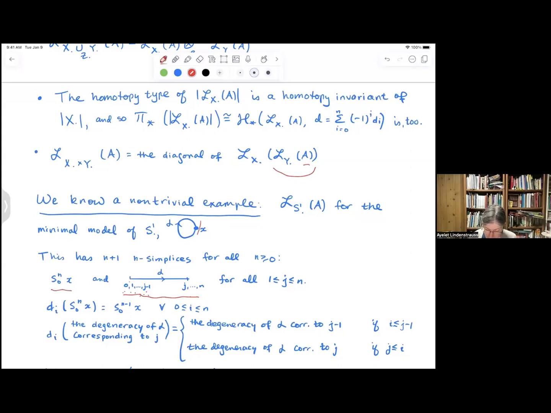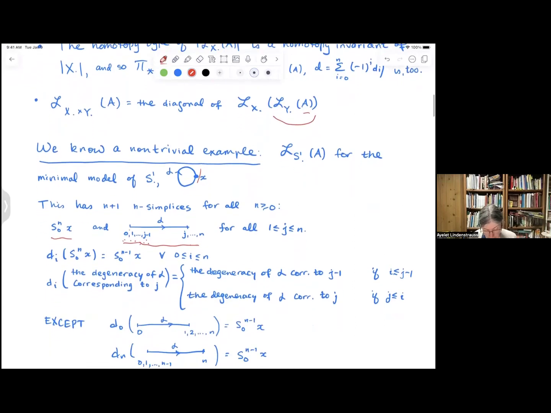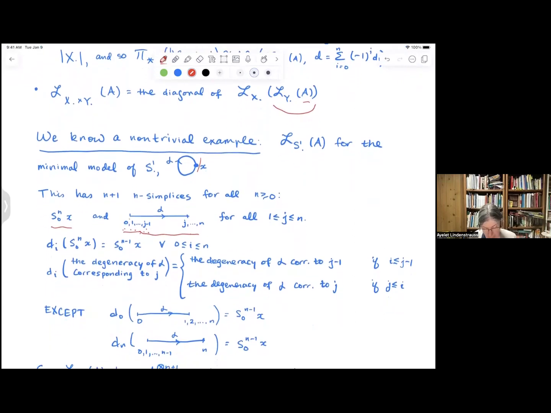But if j is less than or equal to i, then the number of vertices of the n simplex that go to the beginning of the non-degenerate one simplex is unchanged. So di of the jth guy is the jth guy if j is less than or equal to i. But there's two exceptions. There's two situations where we take a degeneracy on the one simplex and end up with a degeneracy of the zero simplex. And that's where we split the coordinates, one in one place and the rest of them in another place.